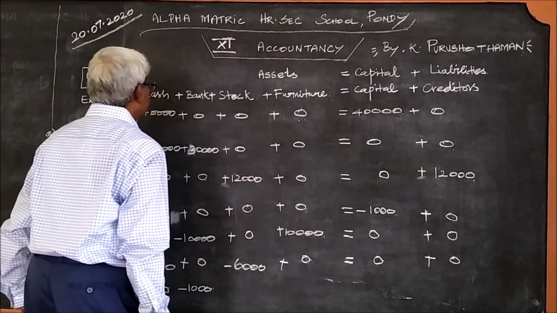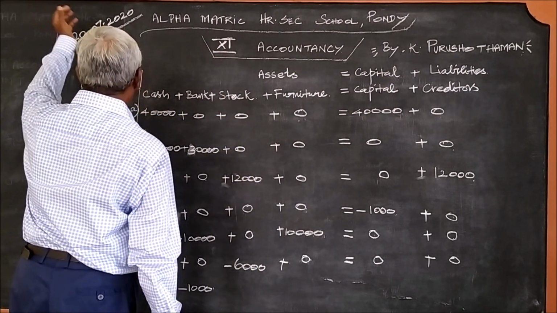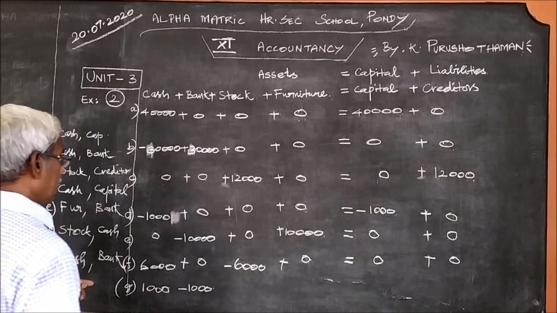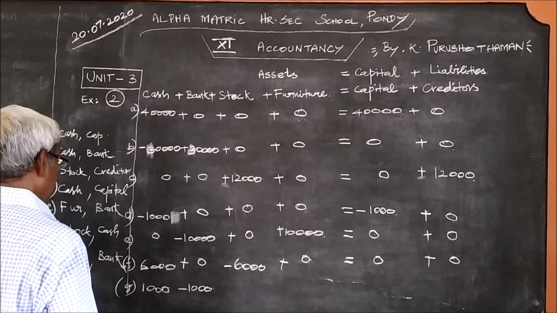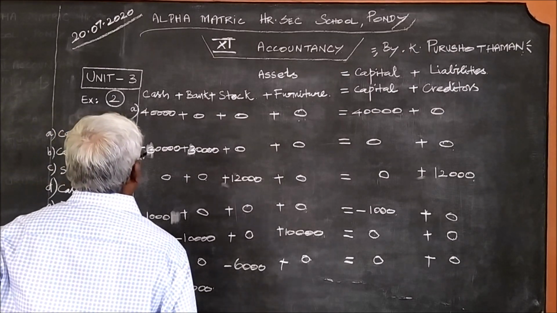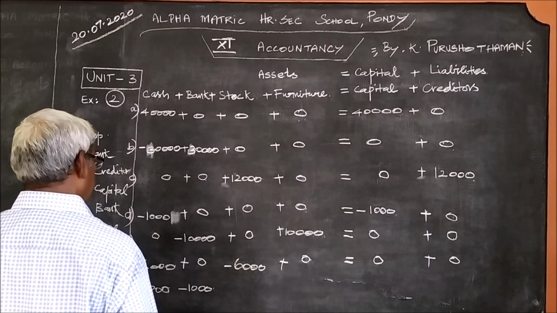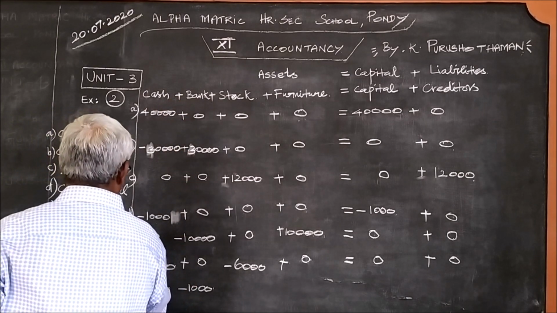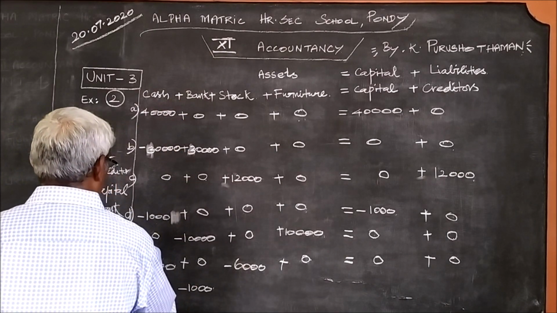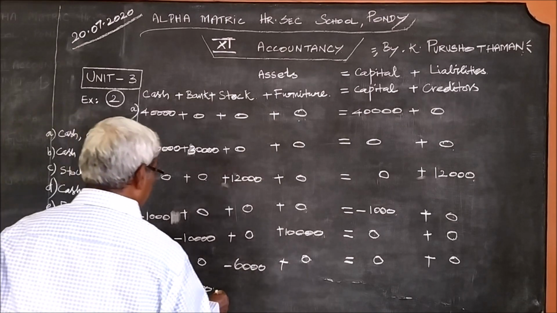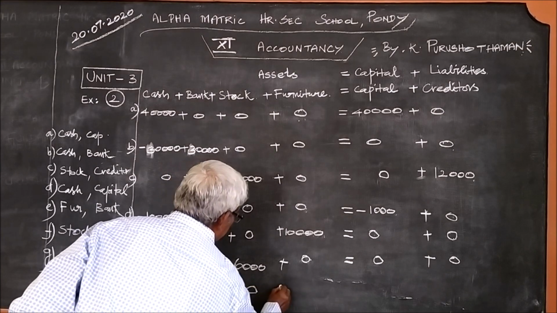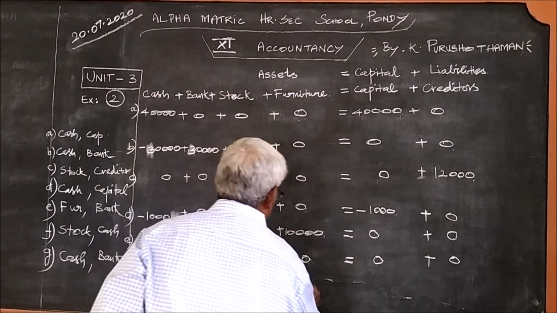And the last item, amount drawn for office use, 1,000 minus 1,000. Amount drawn for office use from bank, therefore from the bank balance will reduce and the office will receive the cash, it is a plus. 1,000 minus 1,000, 0, left hand side 0, right hand side 0, therefore other items are all zeros.